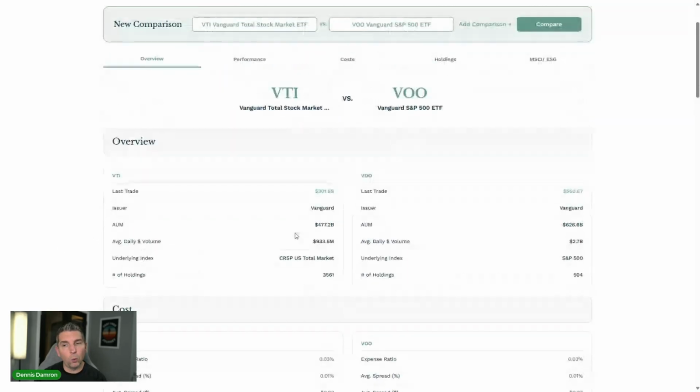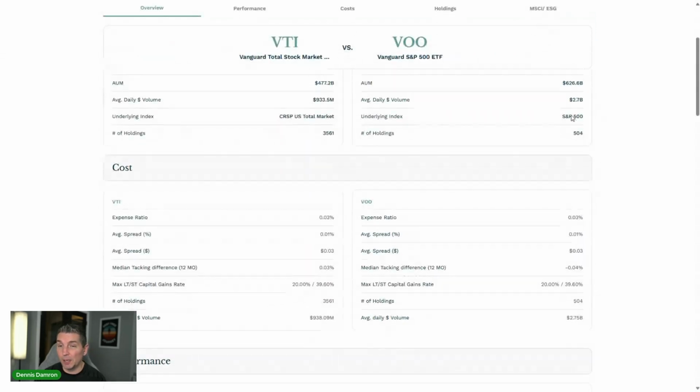The VOO is quite a bit higher in price right there. But when you look at the trade volume, they're almost triple the trade volume. Again, it follows the S&P 500. This one follows the CRSP US Total Market, where holdings is the big difference: we're at 3,561 right here, and 504 with the VOO.